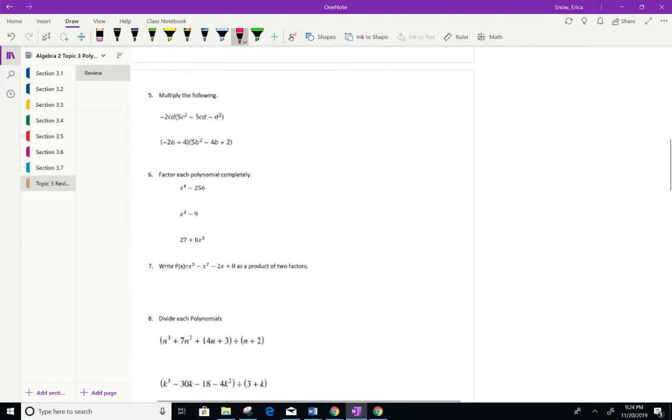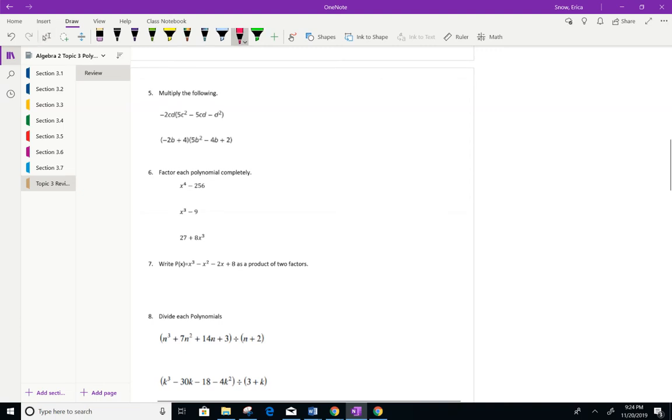All right, next is multiplying. This first one in number 5 is easy because you've just got a monomial out here. So we're going to distribute that monomial out. So we get negative 10c cubed d plus 10c squared d squared plus 2cd cubed. Easy enough.